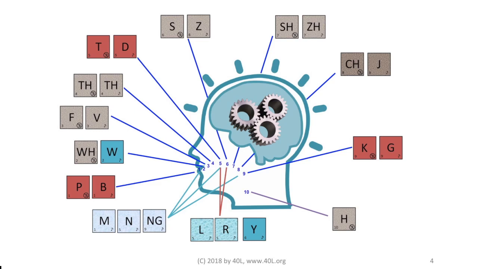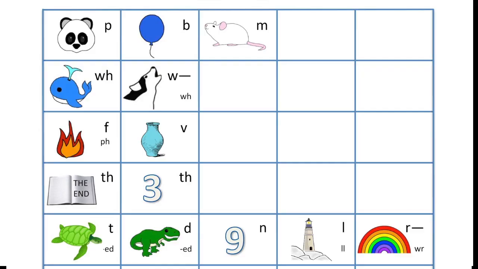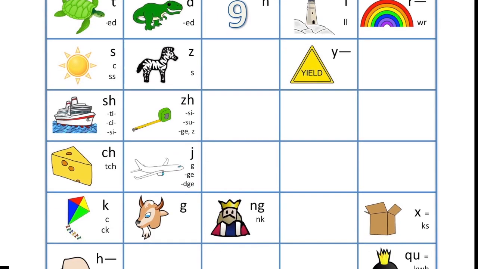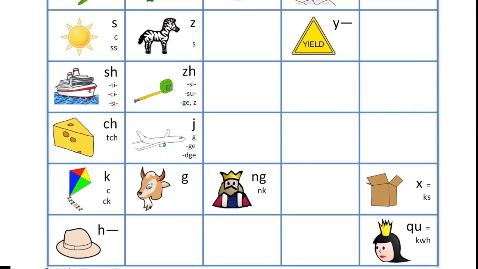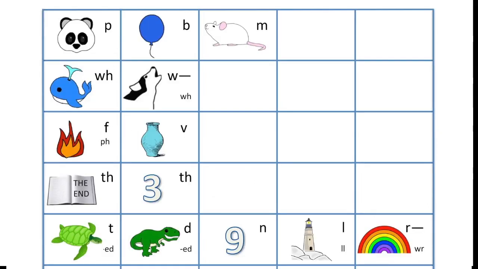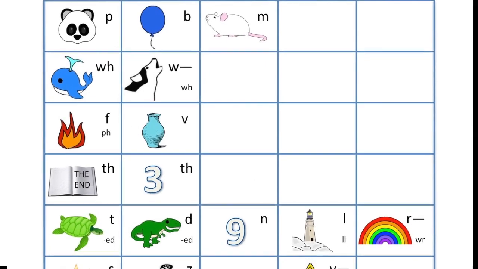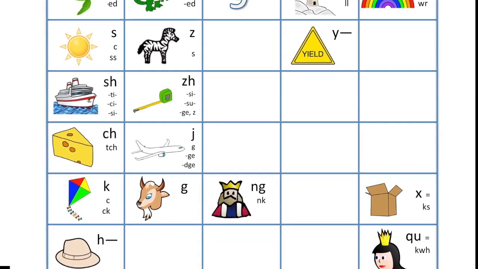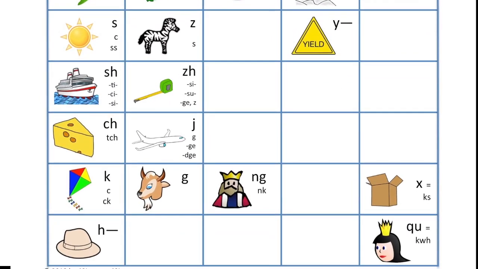Now we'll go back to the other chart and think about how it's moving further and further back in the lips and mouth to the throat. P, WH, F, Th, T, S, Sh, Ch, K, H. Those were unvoiced. Now you'll go down the voiced row. B, W, V, Th, D, Z, J, J, G.